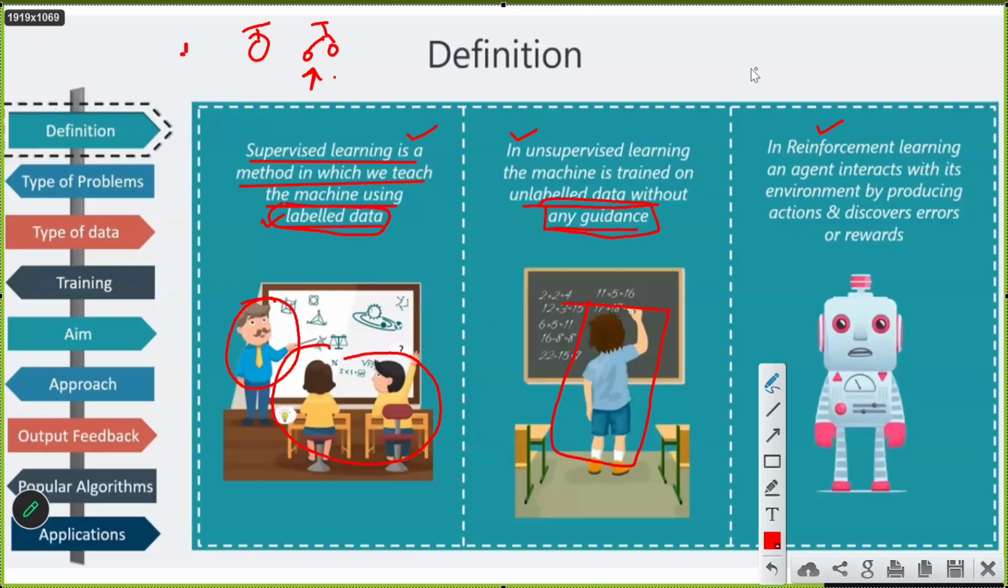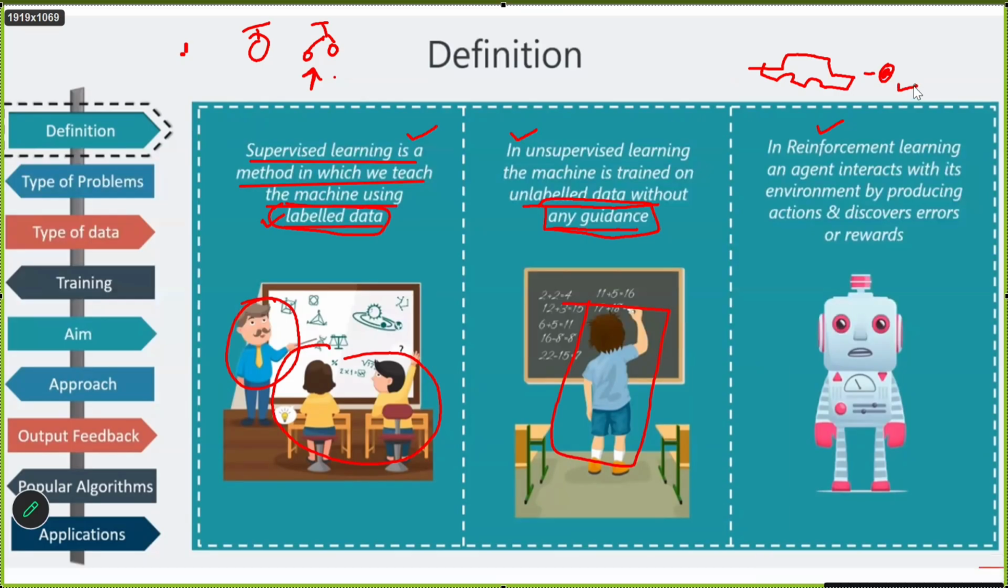So, an example: if you take a Tesla car, if it sees a red signal, it has to stop. If it sees a green signal, it has to go. If it is not performing accordingly, that means it is not up to the mark. So reinforcement learning is such learning. In reinforcement learning, an agent will interact with the environment by producing actions and discovering rewards. So this is what reinforcement learning is.